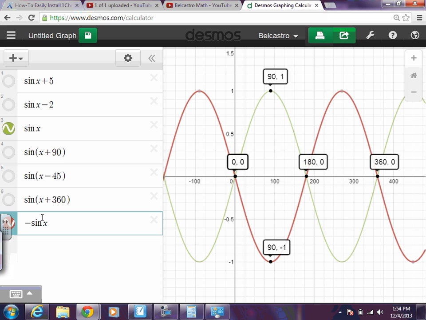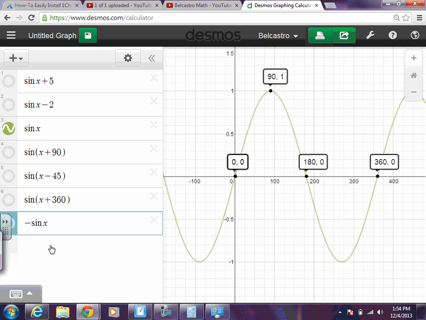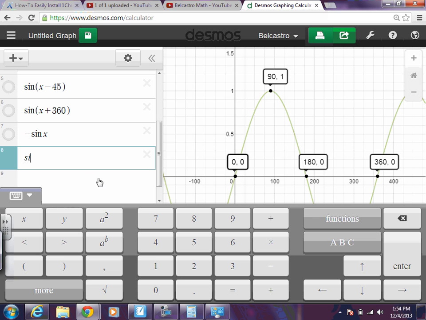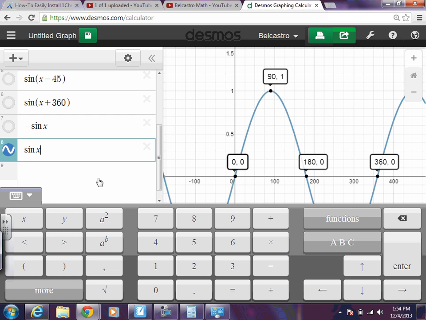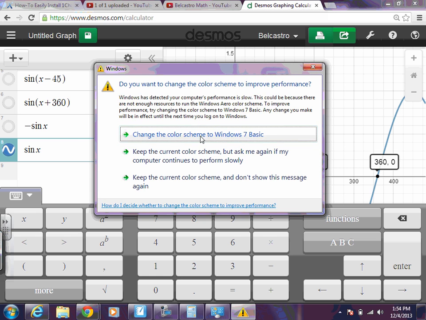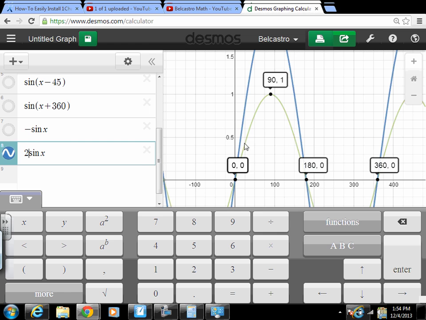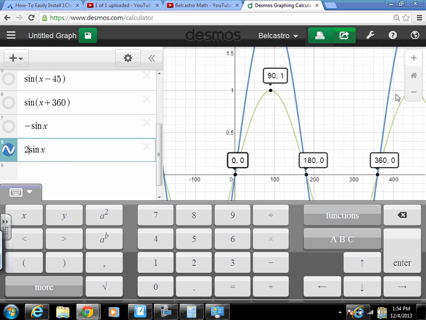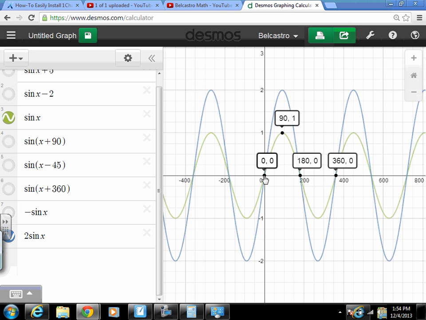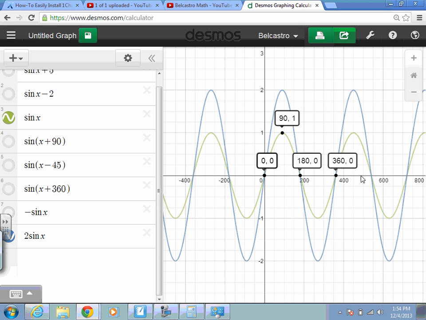Okay, let's turn that one off for a second. What if sine x, I give it a value of 2. We'll give it our value of 2 here. And if you guys notice, I'll zoom out a bit, it's now been stretched. Now, it's still crossing the x-axis at the exact same points, but our high point at 90 and 1 is now at 90 and 2. So the amplitude has doubled. Okay? In fact, whatever our A value is, that is the amplitude of the wave.